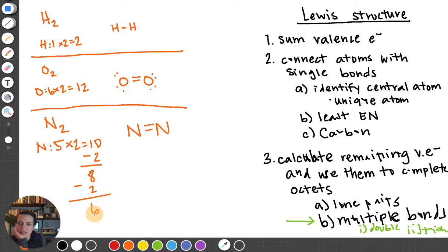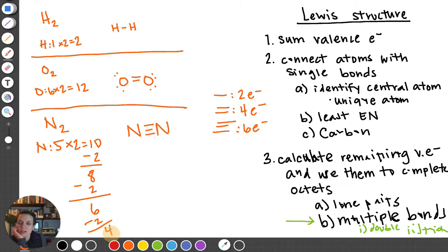Now I have 6 left. Each one wants 4, right? Because this is a double bond. So a single bond is 2 electrons to each atom that it connects. A double bond is 4 electrons to each atom it connects. And a triple bond is 6 electrons to each atom it connects. So now we're going to try that.